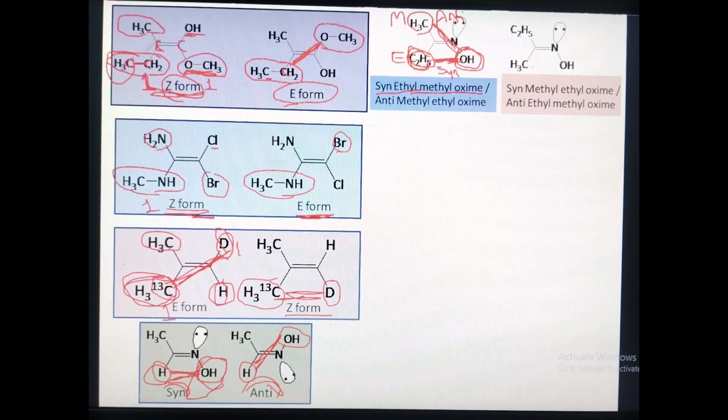Here also same, see, the methyl group is syn to OH. When you take this methyl group first, it is syn methyl, and there is no need to write that the ethyl group is at the anti position. When the methyl group is syn, obviously the ethyl group will be in the anti position, hence syn methyl ethyl oxime. When you want to take this ethyl group first, then that is anti-ethyl, and the methyl group will obviously be on the syn position, hence anti-ethyl methyl oxime. Like this we have to give the name in case of oximes which don't have hydrogens.